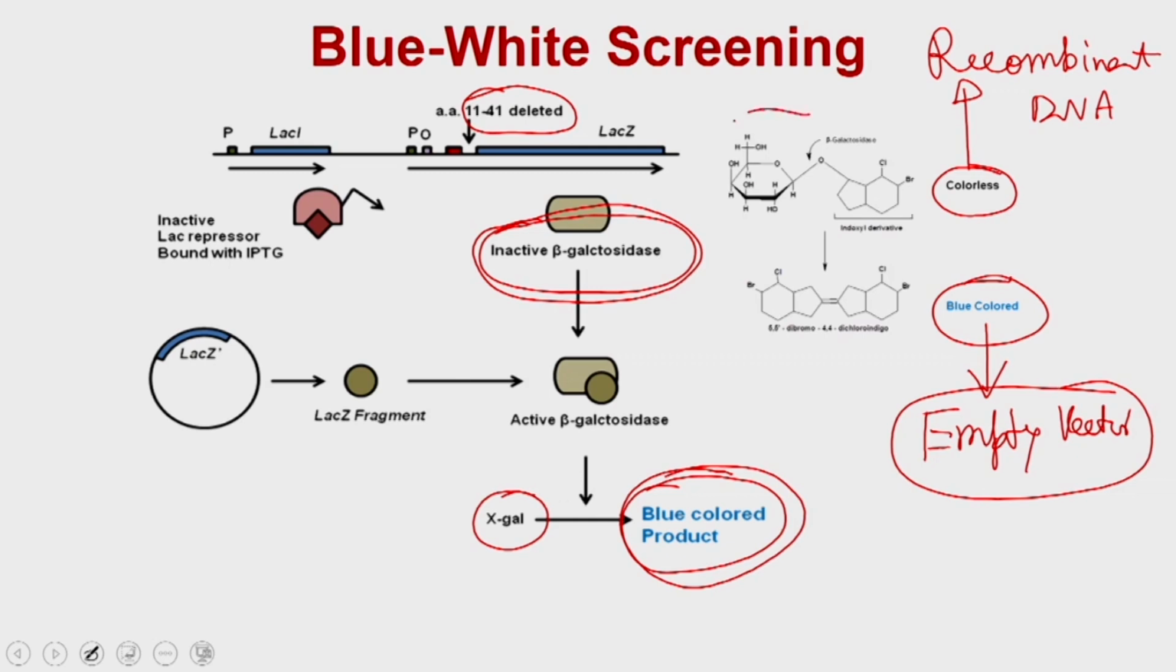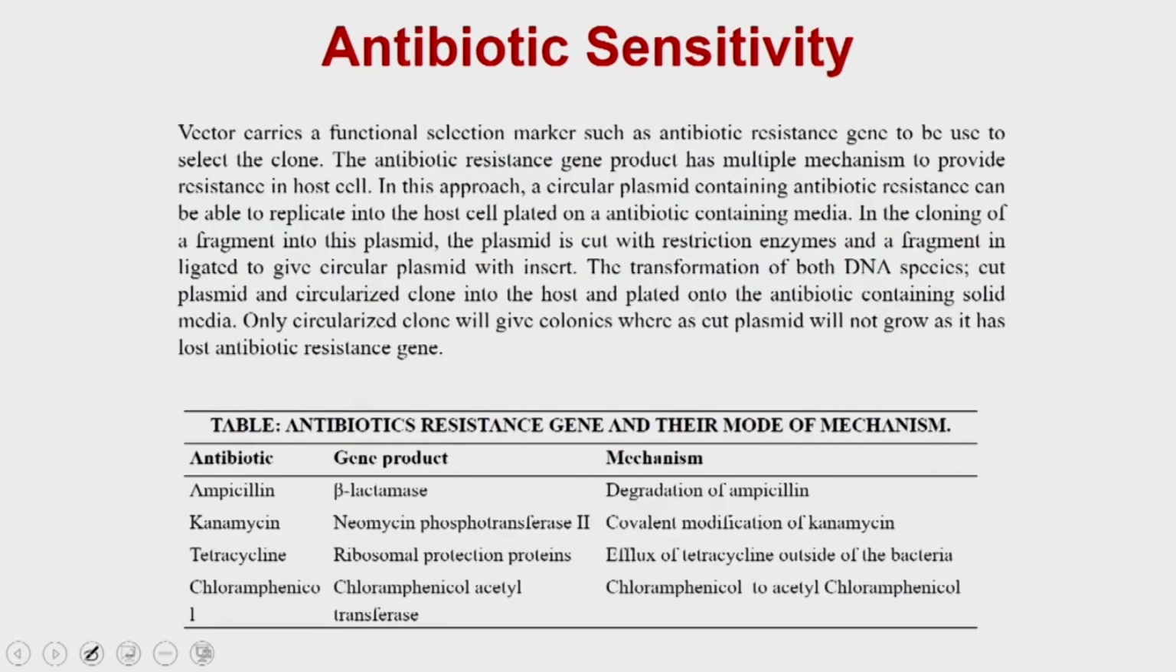How is the blue color formed? This is the X-gal. When it is processed by the beta galactosidase, it is converted into a product called 5,5-dibromo-4,4-dichloroindigo, and this is a blue colored product. Now let us move on to the next thing.